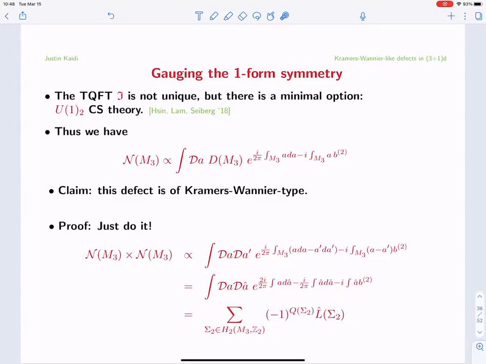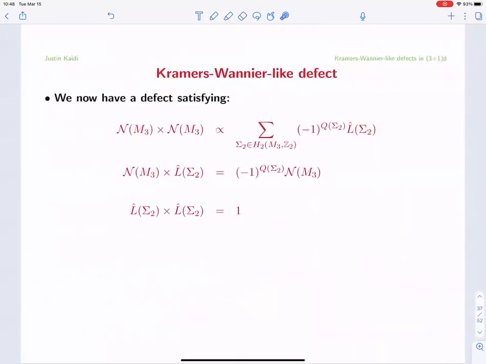Okay. So what can we see from these fusion rules? Well, the first thing we see is that since there's a sum here, this N is non-invertible. So that's the first thing. The second thing is that I can compute the fusion rules of N with this L hat and this L hat with itself. And they're very, very similar to the fusion rules we had for the Kramers-Wannier defect, which looked like this.